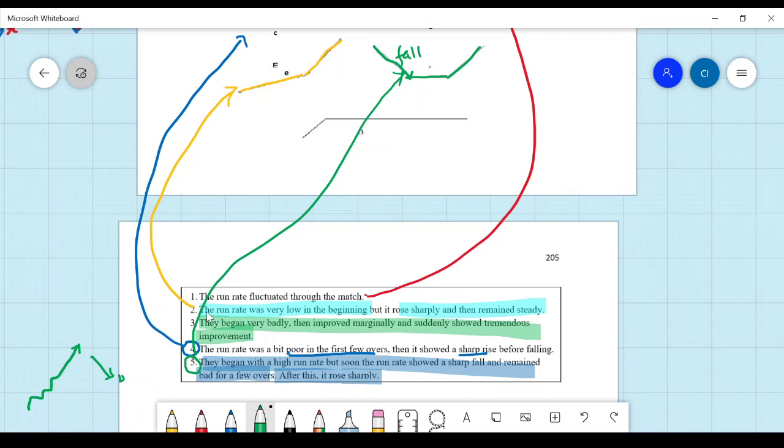So for the second and third ones: they began very badly, improved marginally and suddenly showed tremendous improvement. This graph should be something like this. Now for the third one, I am going to show a different graph here. It is not matching there. Began very badly. Now the x-axis is time and the y-axis, I'm sorry, you can just take up the reverse. I can just take it up on the x-axis.